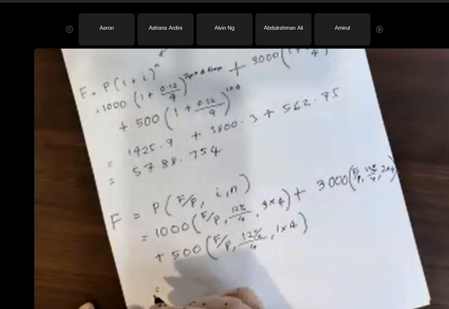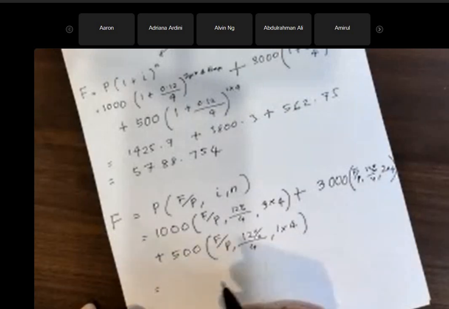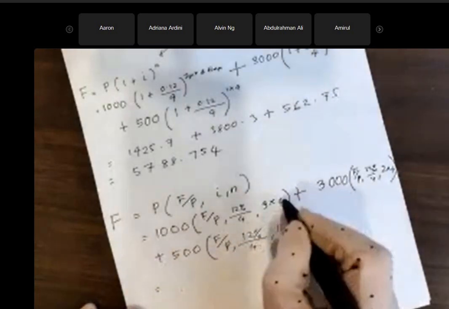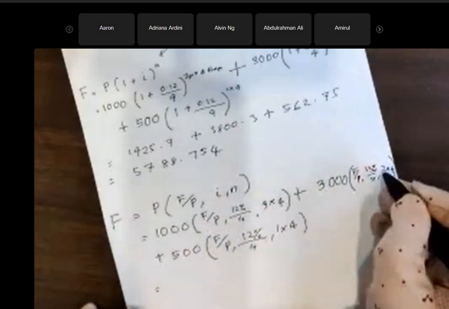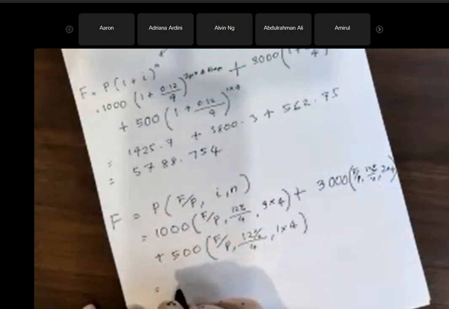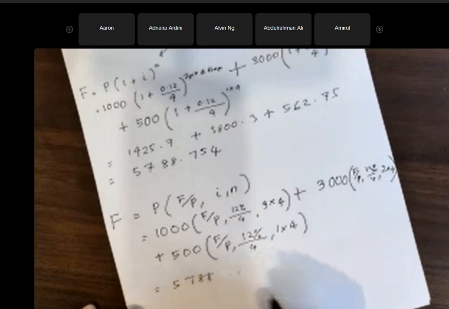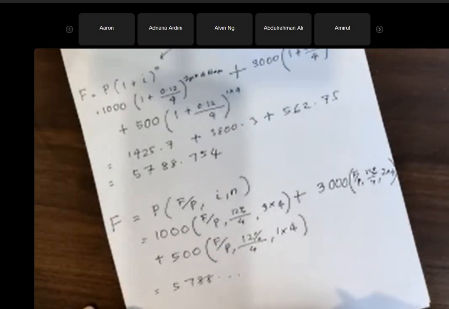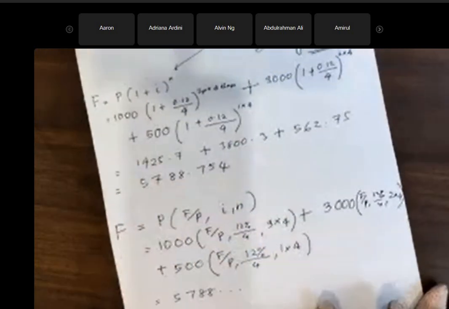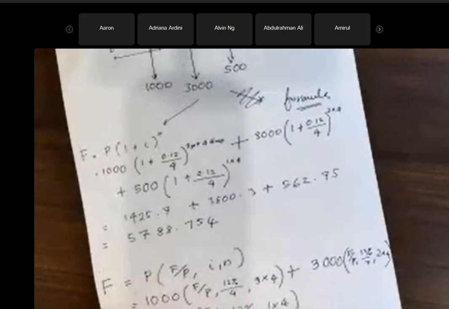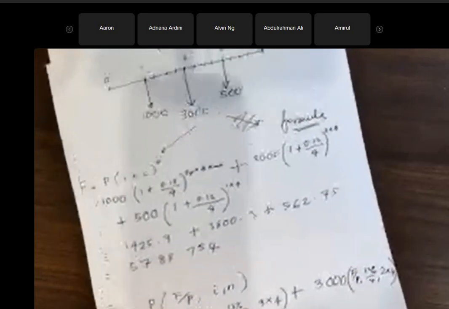So you will need to find these values. You can use the table and then you should get 5788 as well. Okay, now we go to the I effective. It looks like they are starting to get confused.